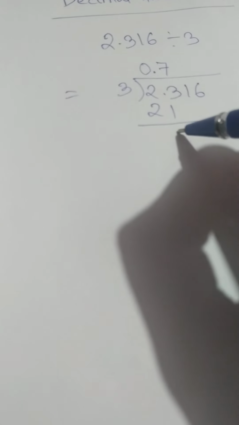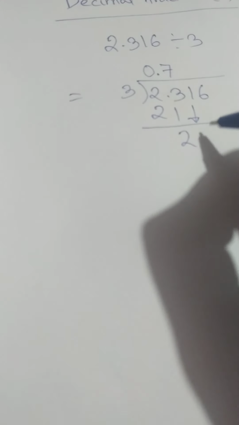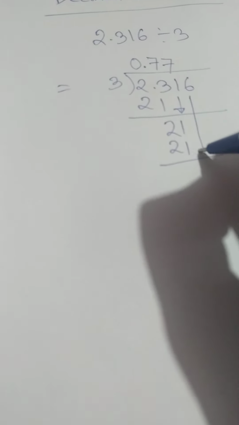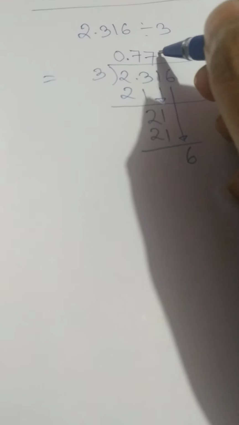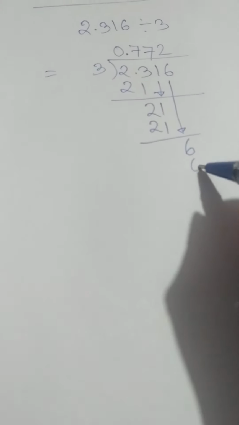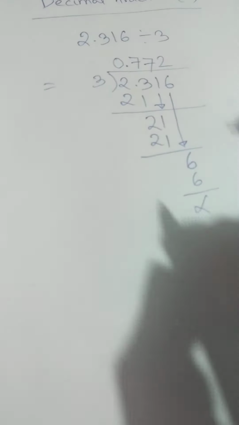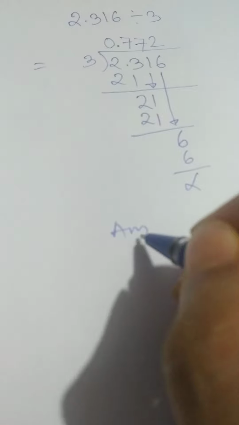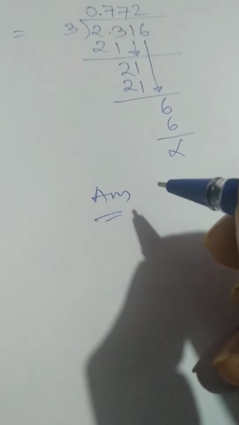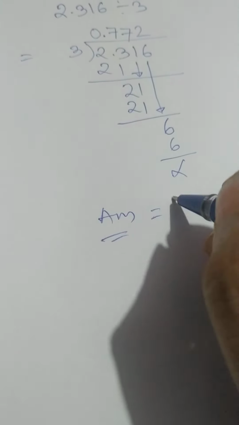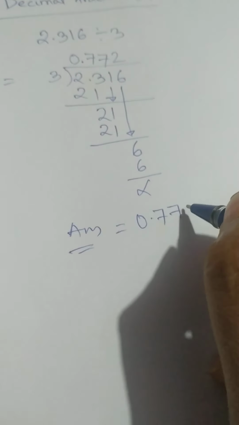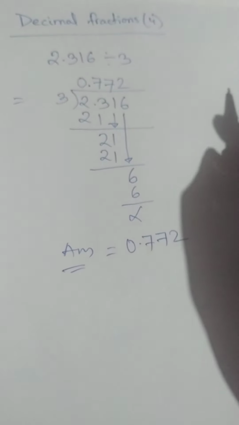3 sevens are 21, then 3 minus 1 is 2, 1 comes back, 3 sevens are 21. Then 6 comes back, so 3 twos are 6. So this is like the normal division method. So the answer is 0.772.